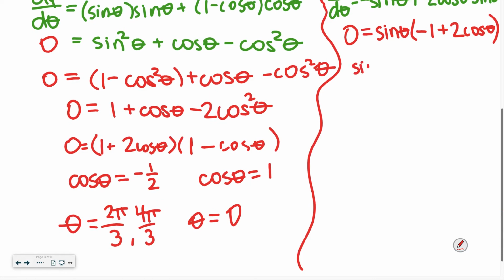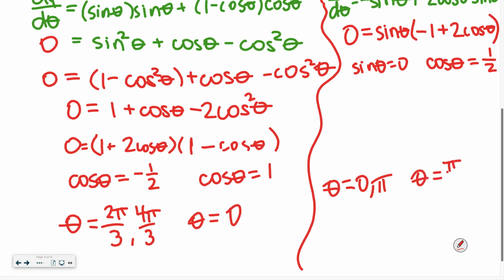So the sine is equal to 0 at 0 and pi. And the cosine is equal to 1/2, so pi over 3.